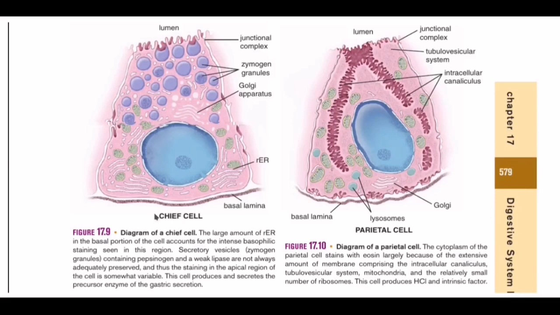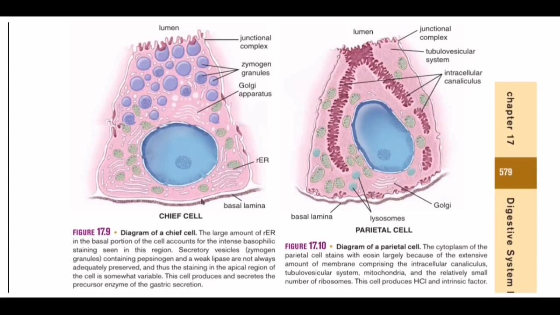Remember, the chief cells secrete pepsinogen, and they secrete gastric lipase. And then this parietal cell secretes hydrochloric acid, and also intrinsic factor. So the chief cell is mainly basophilic because remember, we have synthesis of these zymogens. Synthesis of these zymogens requires abundant rough endoplasmic reticulum.